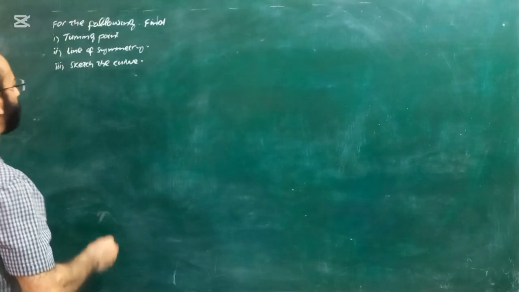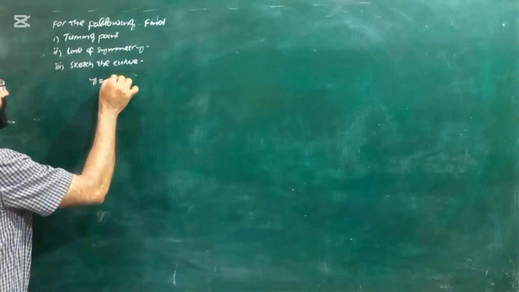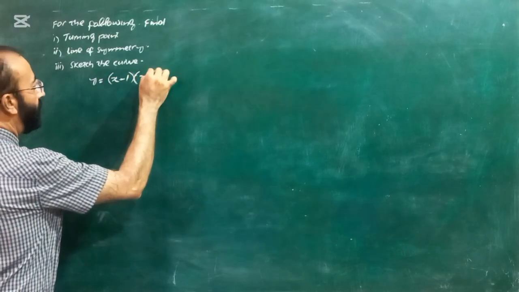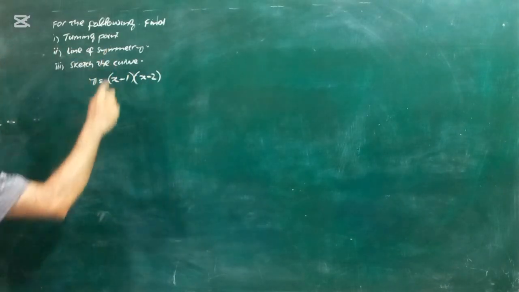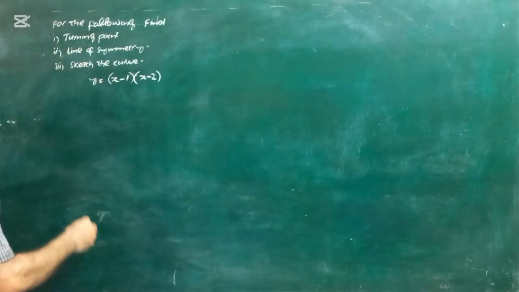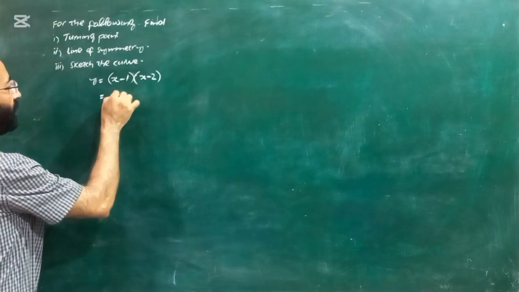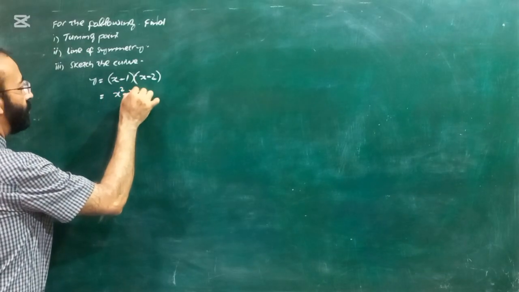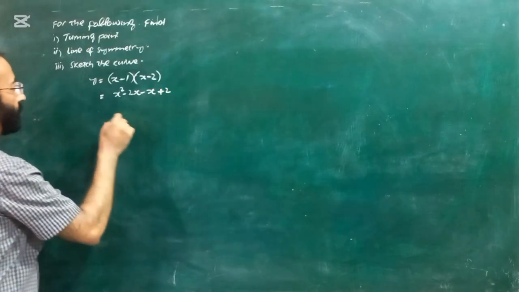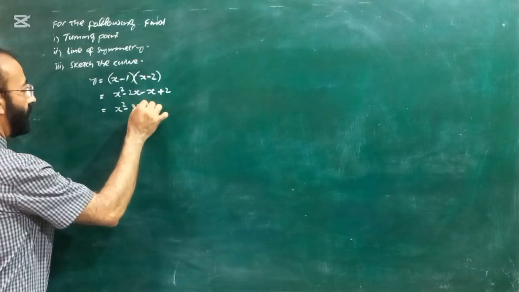Here is another question, and the equation is y is equal to x minus 1 into x minus 2. And the same requirement is there. Find the turning point, second line of symmetry, and third one is the sketch the curve. So first we will multiply the brackets. That will be equal to x square minus 2x, then minus x and plus 2. So the equation is now x square minus 3x plus 2.